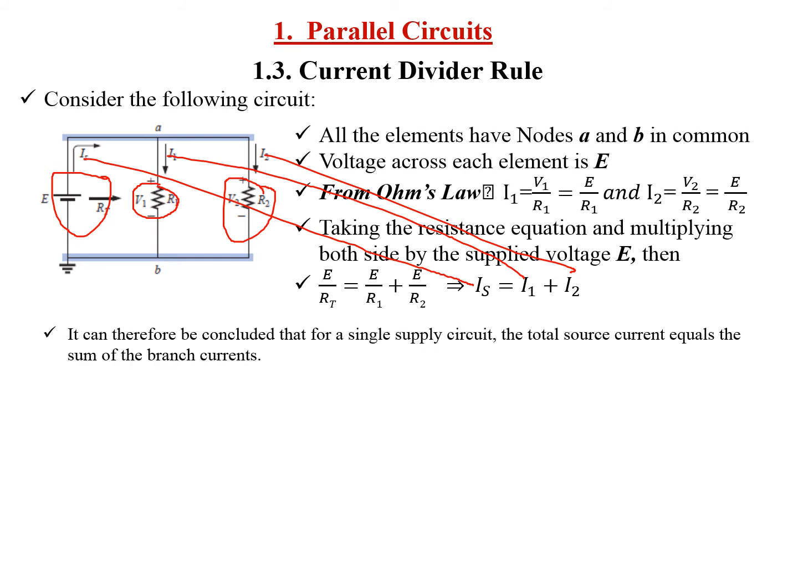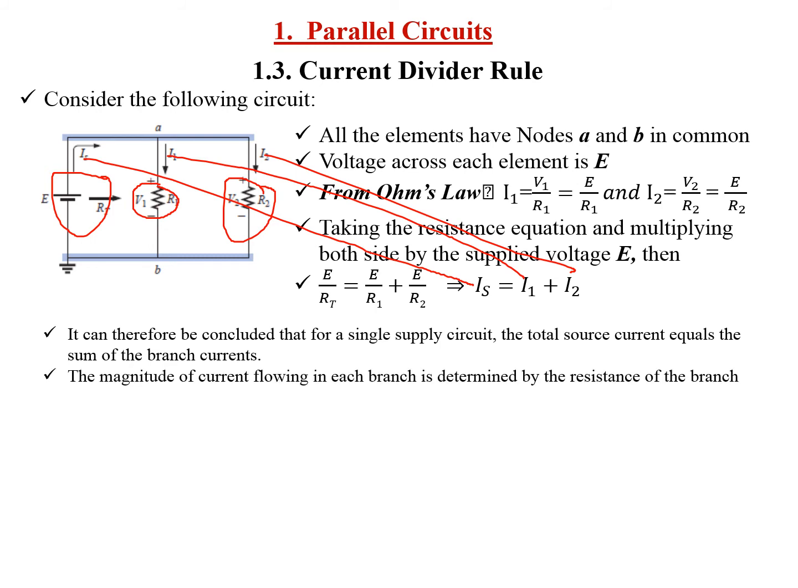It can therefore be concluded that for a single supply source, the total source current equals the sum of branch currents. Then the magnitude of the current flow in each branch is determined by the resistance of each branch. So the current flowing here, E over R1, is determined by the value of R1, and the current in the other branch is determined by E over R2. If you look closely, you realize that the bigger the resistance, the smaller the current, because the resistance is in the denominator of the expression.